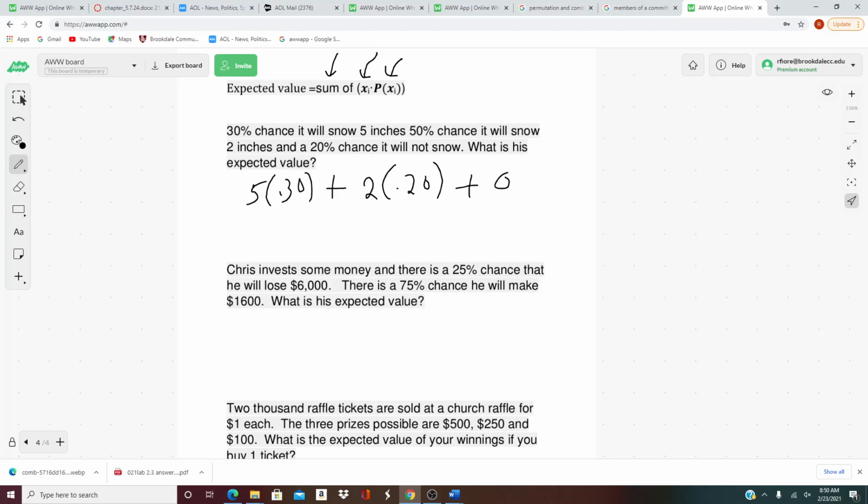Oh, I'm sorry. I wrote the wrong number there. I apologize. Let me begin that over again. There's a 30% chance it will snow 5 inches. I wrote the second number incorrectly because I didn't read it. A 50% chance it will snow 2 inches.